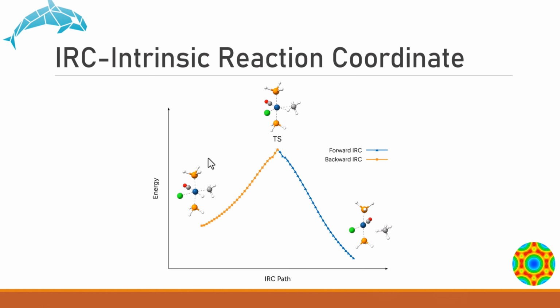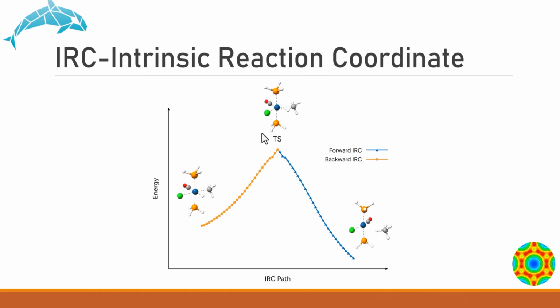And IRC calculation also we can do in order to verify whether our TS is correct or not. So this is the forward, the blue color, and the orange color is the backward IRC. So we can connect this to IRC to verify our transition state. So if you are doing a TS calculation, you must do the IRC calculation in order to verify the transition state after the single vibrational frequency.